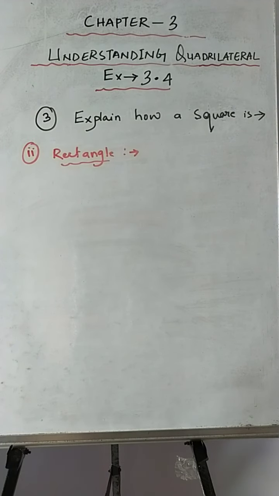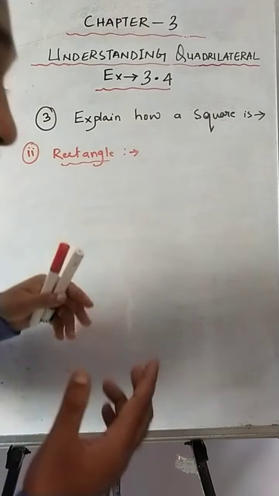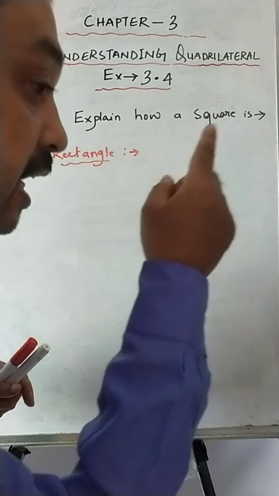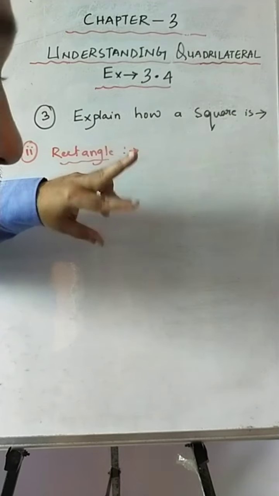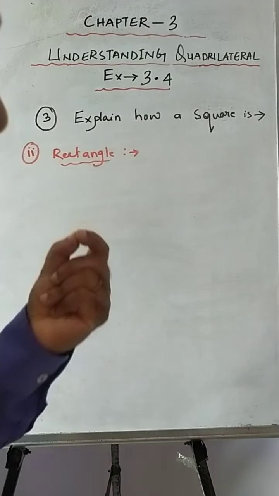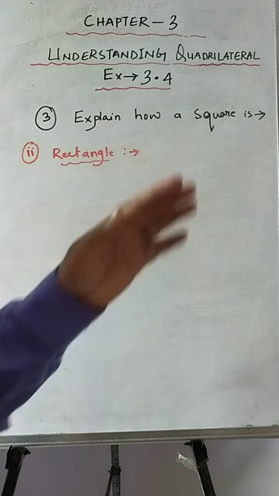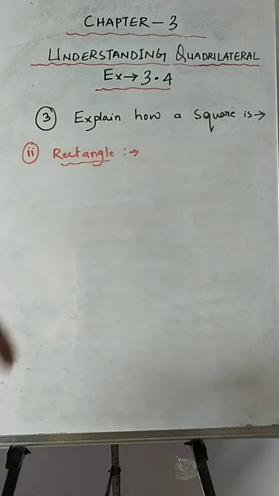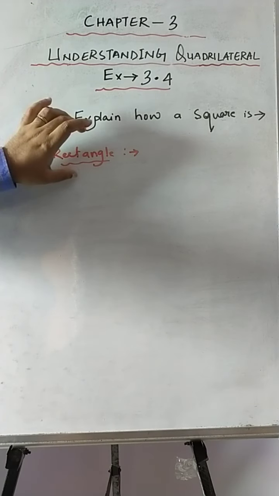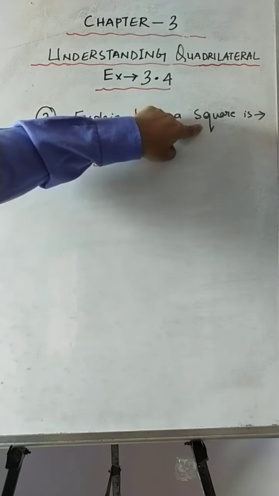Now, what are the properties you see in a rectangle? The opposite sides are equal and the measure of each interior angle is equal to 90 degrees. Isn't it? Opposite sides are equal, each interior angle measures 90 degrees, and even the diagonals are equal. So in a rectangle, you see that mostly all the properties of a rectangle match with a square.